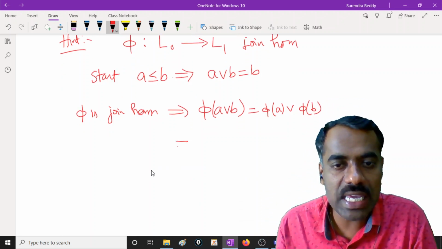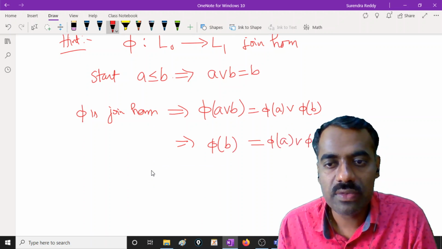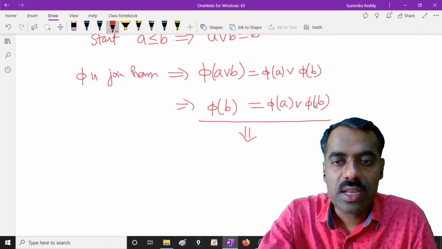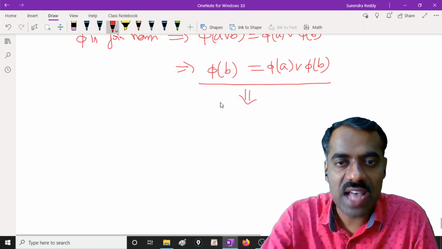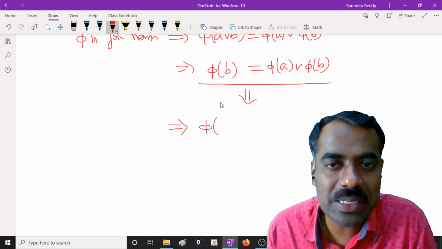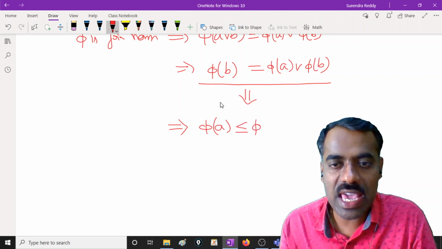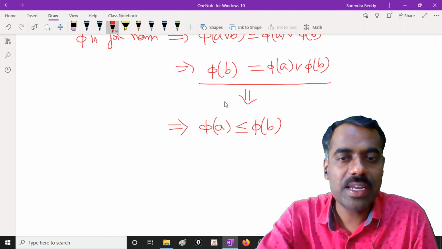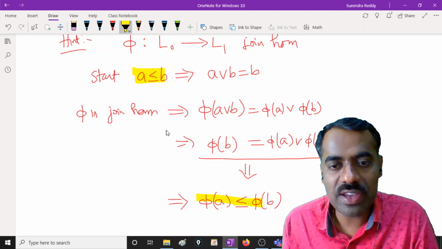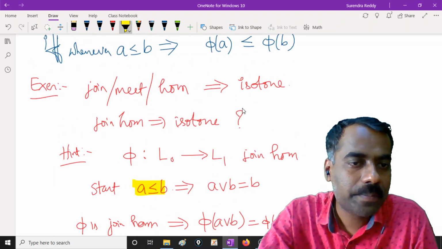Therefore, if you substitute here, what you get is phi of B is the same as phi of A join phi of B. From this, what can you conclude? Joining these two elements gives the other element. It means which is bigger? Phi of A join phi of B is phi of B. So when you join these two elements you get this, which means phi of A is less than or equal to phi of B. That proves that we started with A less than or equal to B and proved that phi of A is less than or equal to phi of B. Therefore, phi is an isotone map, right?